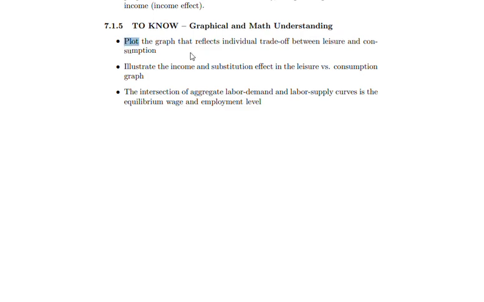Plot a graph that reflects the individual trade-off between leisure and consumption. Illustrate the income and substitution effects in the leisure versus consumption graph. The intersection of aggregate labor demand and the labor supply curve is the equilibrium wage and employment level.